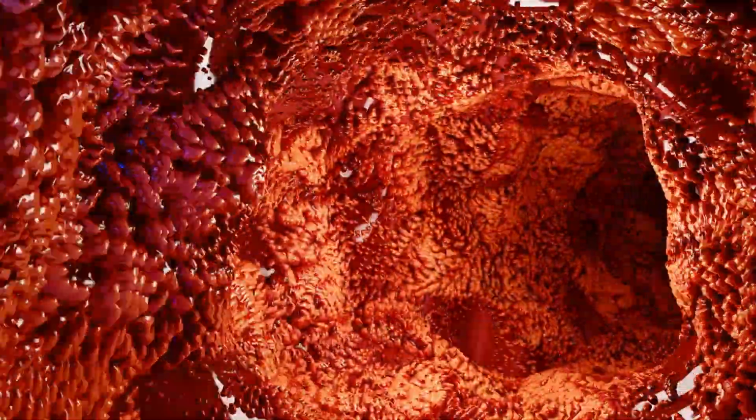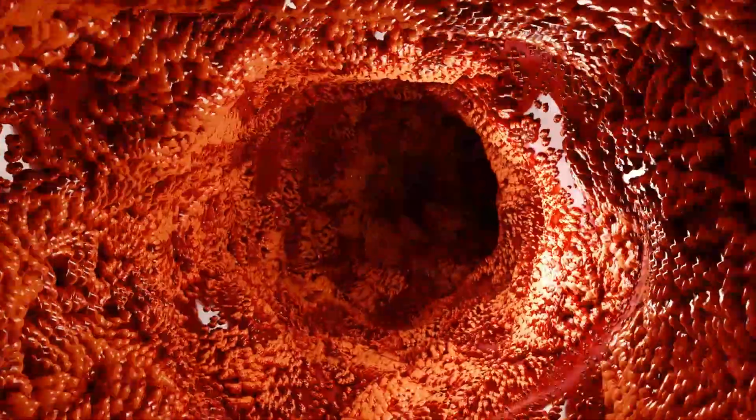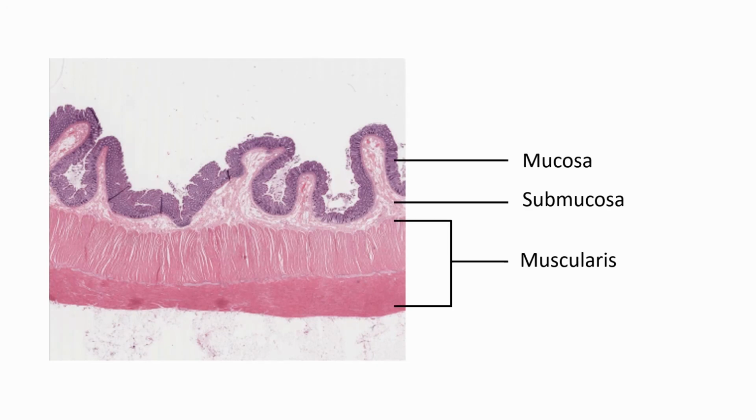The large intestine has a unique histology that determines its function. In this video, we're going to cover the topic of the microscopic structure of the large intestine. As with any part of the GI tract, we have four main layers: the mucosa, submucosa, muscularis layers, and the serosa. Let's start with the mucosa.